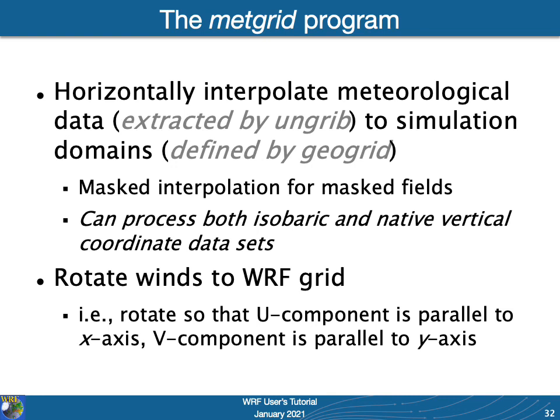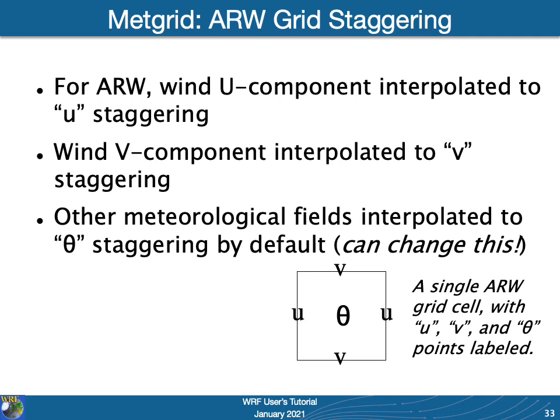A secondary purpose of the Metgrid program is to rotate the horizontal wind field so that the components are relative to the x and y axes in the model grid. When performing its horizontal interpolation, the Metgrid program directly interpolates meteorological fields to their proper staggering in the ARW grid. This means that the U component of the horizontal wind field is interpolated directly to the U staggered points in the ARW grid, and the V component of the horizontal wind field is interpolated directly to the V staggered points in a grid cell, and all other scalar valued fields are interpolated directly to the centers of the grid cells.